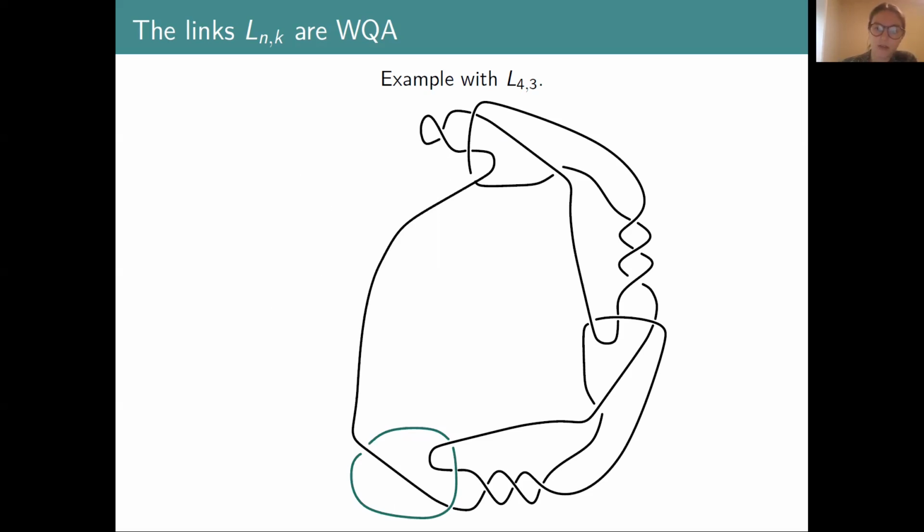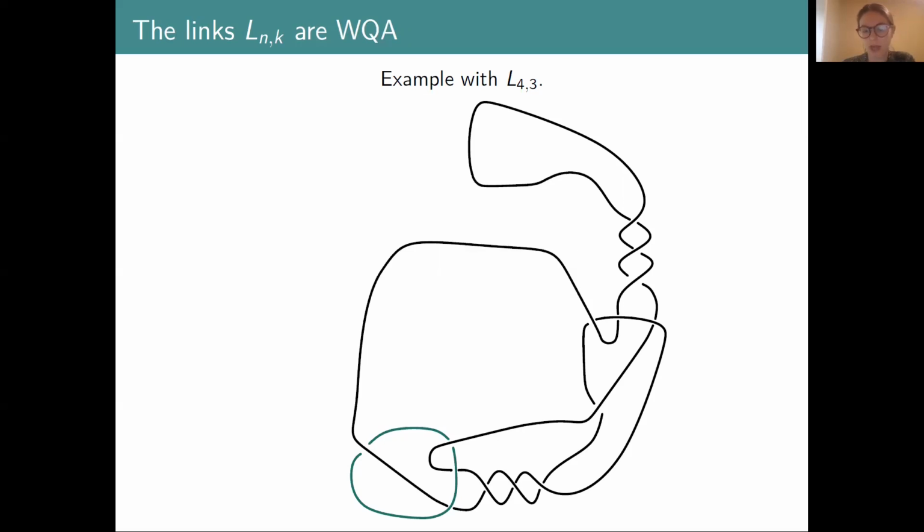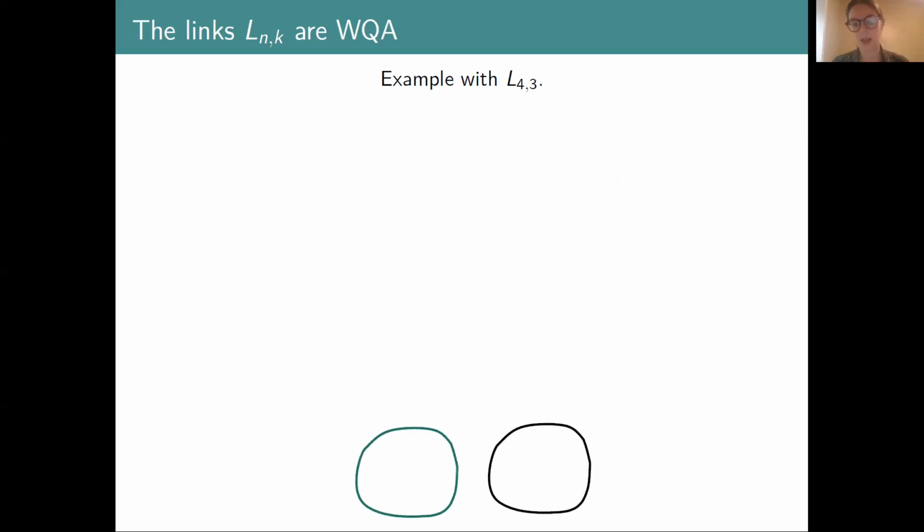Start untwisting, pulling through, and you can see this repeats in each of the n repeated pieces of the knot. And what I get at the end is just two unlinked unknots. And we know that that is weakly quasi-alternating. So, okay, we did something. What did we do? We showed that L0 is weakly quasi-alternating. So we would also want to show that L infinity is weakly quasi-alternating.